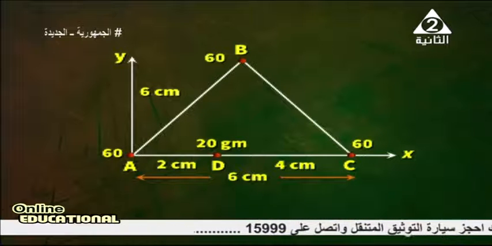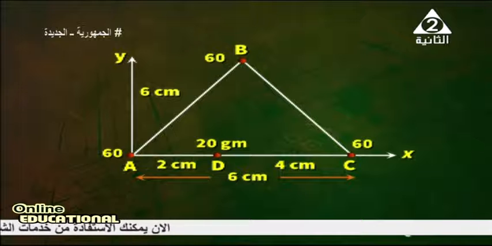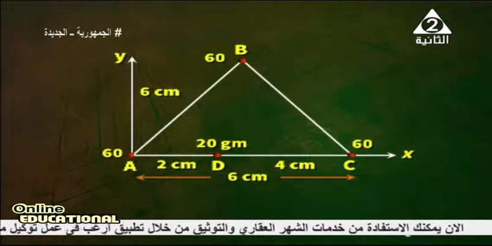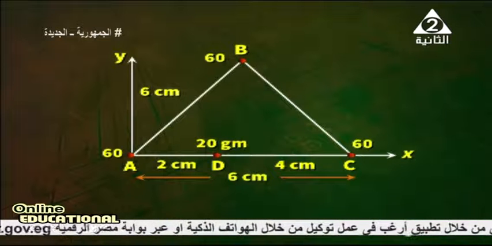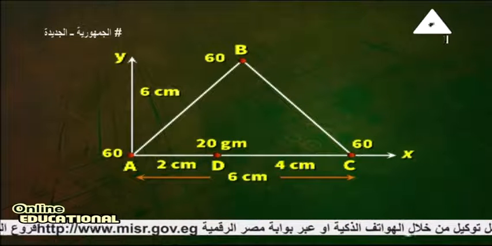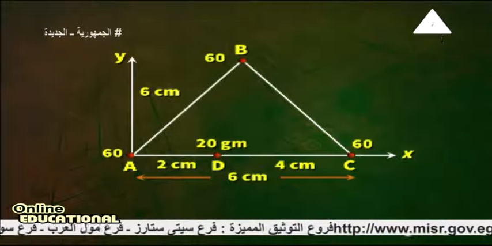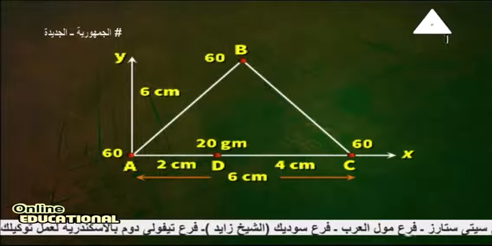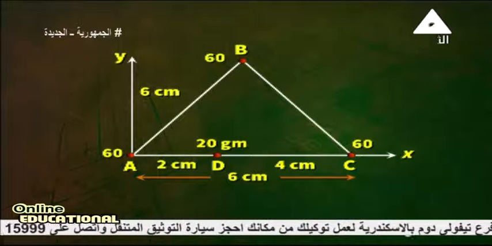Then we determine the coordinates of each point. Point A is 0, 0. Point D is 2, 0. Point C is 6, 0. Point B: the line opposite angle A, by using sine.